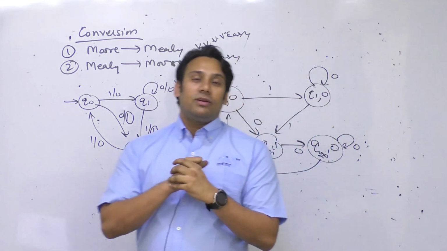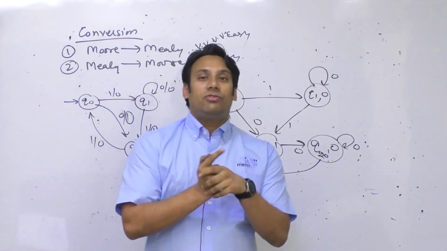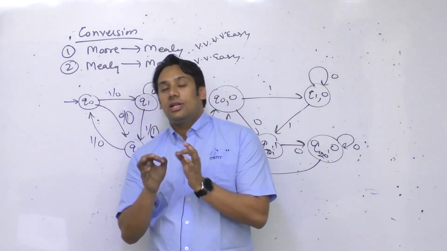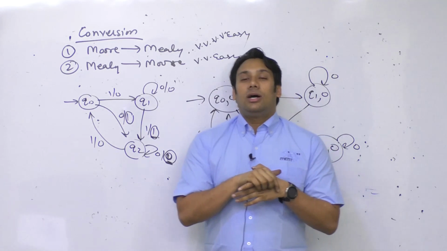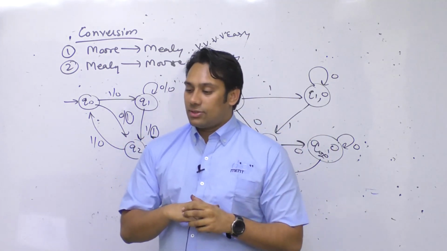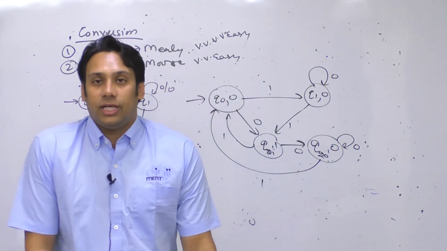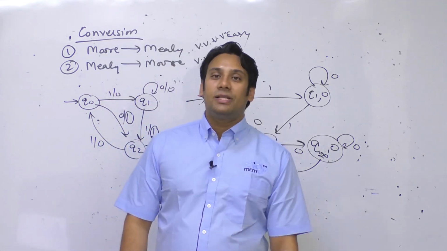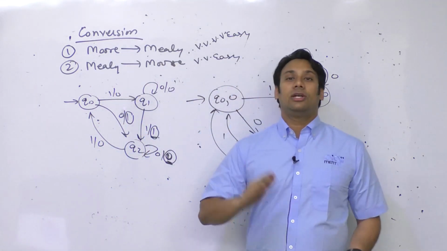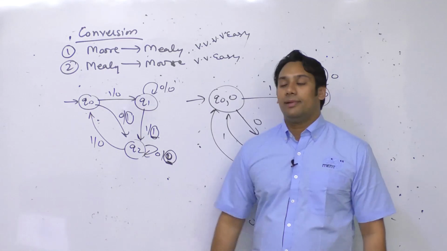I have taken only one example of conversion from Moore to Mealy and from Mealy to Moore. If you feel like you are still not able to understand this conversion, please let me know. Please write in the comment section, also in the chat window, if you want me to take more examples. But I feel one example is enough to understand how you can convert a Mealy to Moore and how you can convert a Moore to Mealy.